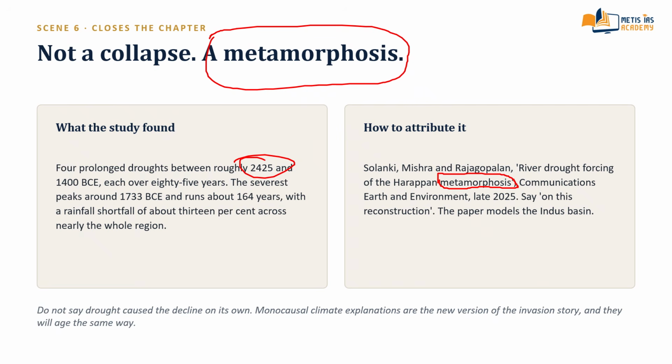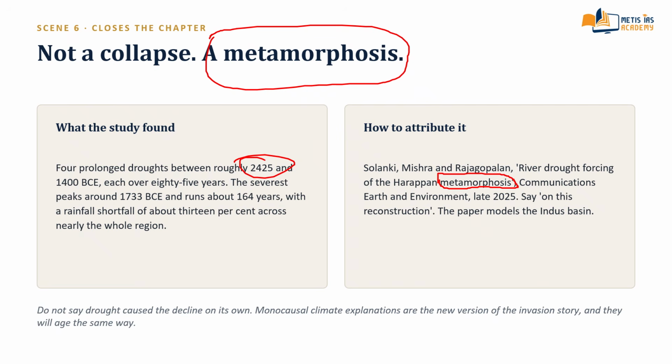So two disciplines of delivery here. You have to say that on this reconstruction, these are modeled figures from one study, not settled consensus, and a candidate who attributes them is demonstrating exactly the judgment the examiner is looking for. And do not say drought caused the decline on its own. The authors themselves are careful.